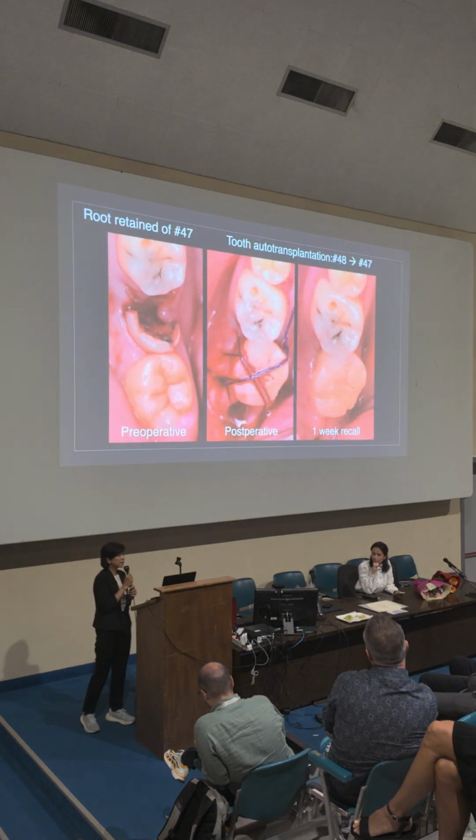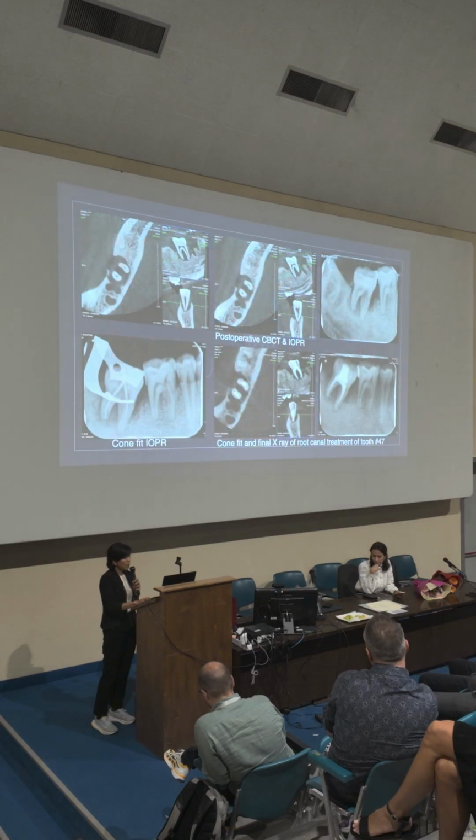And this is the clinical image for the root retained number 47. And after an atraumatic extraction of tooth 48, I transplant into the socket of number 47 based on the CBCT calculation. And this is the post-operative transplantation.